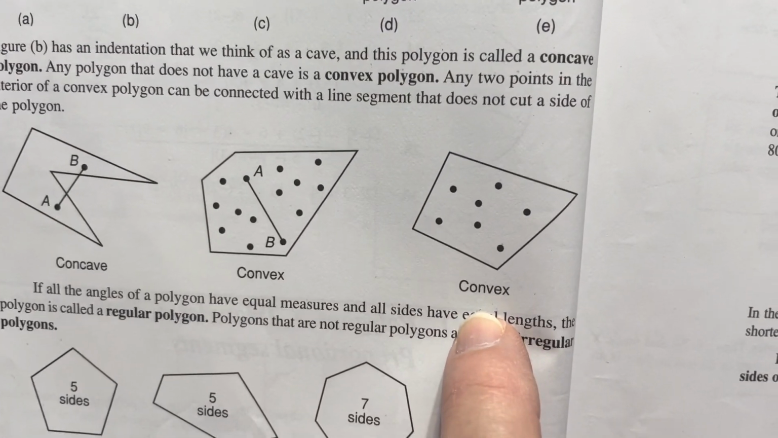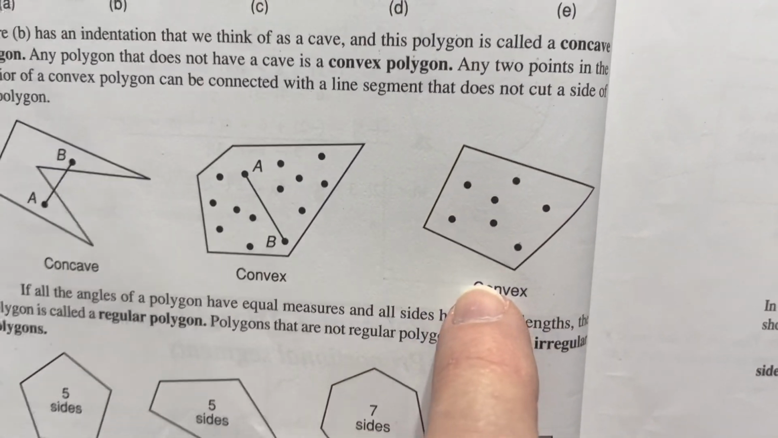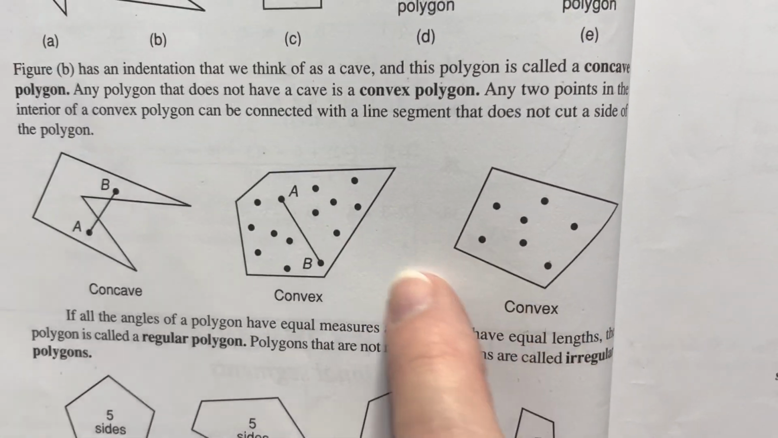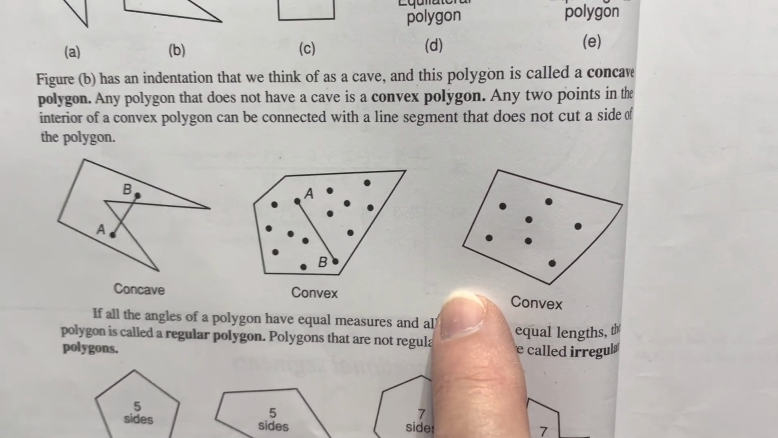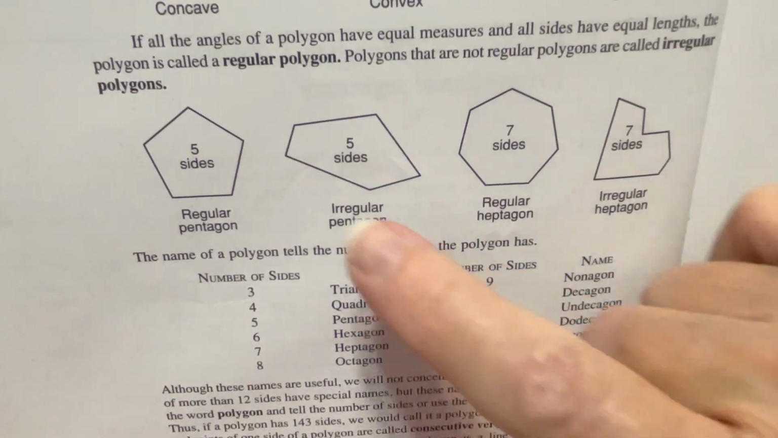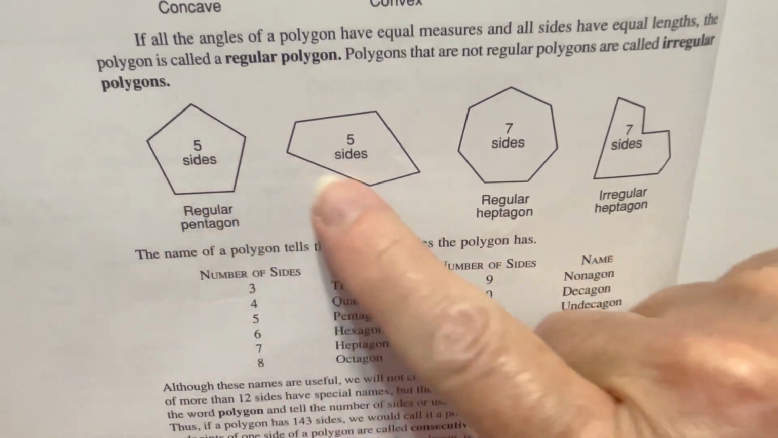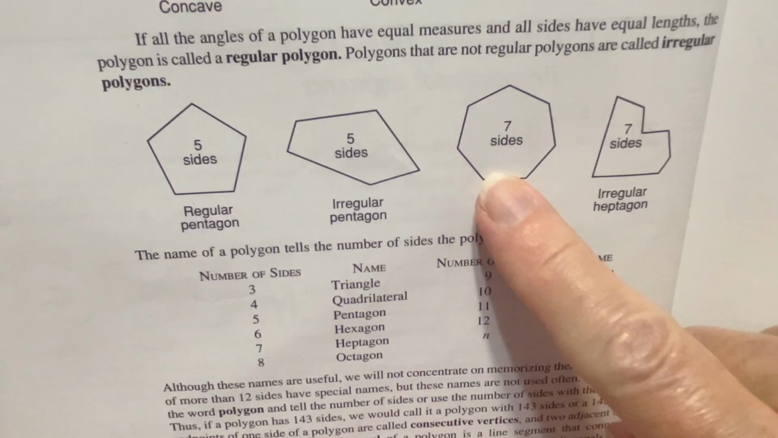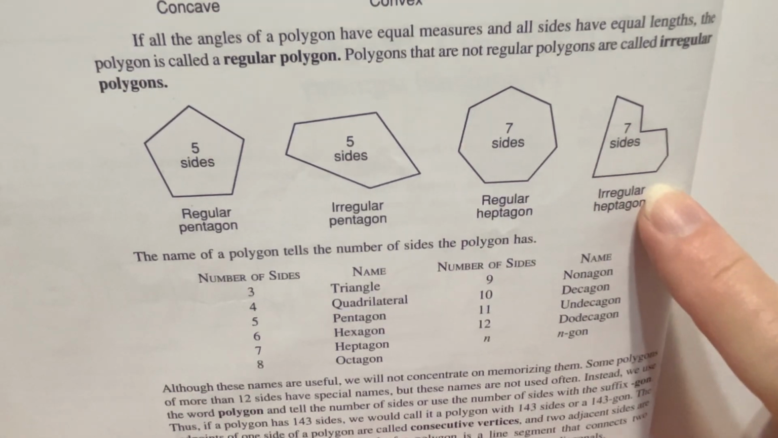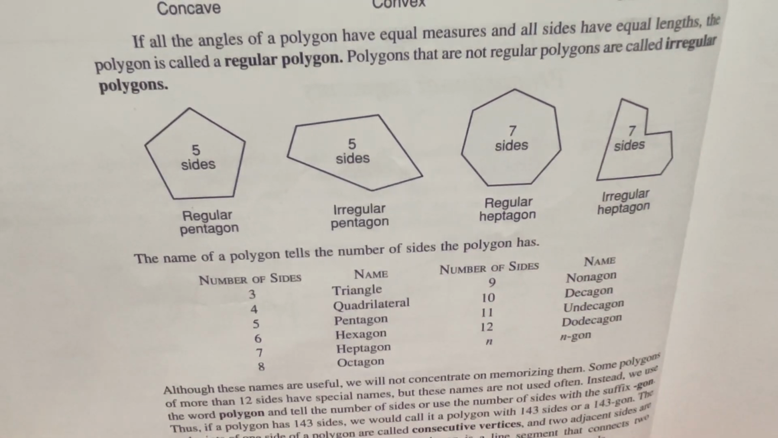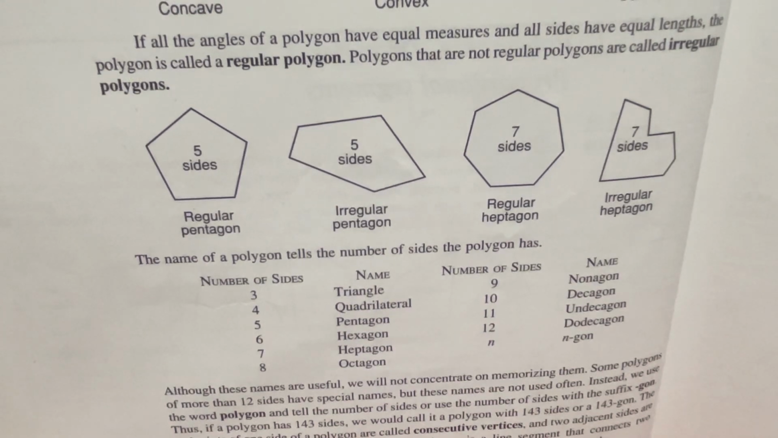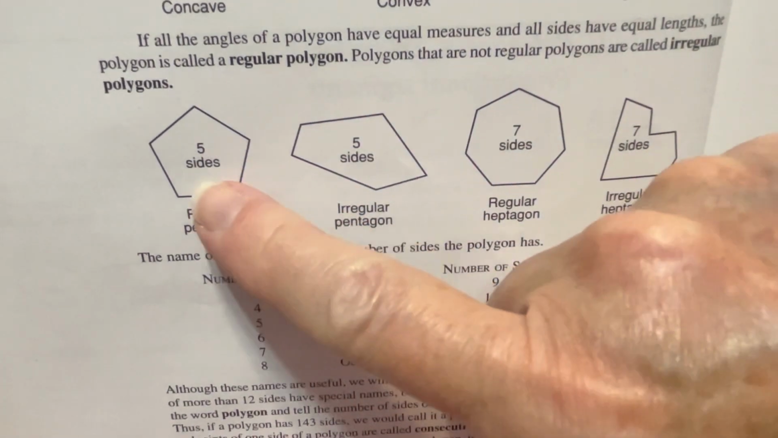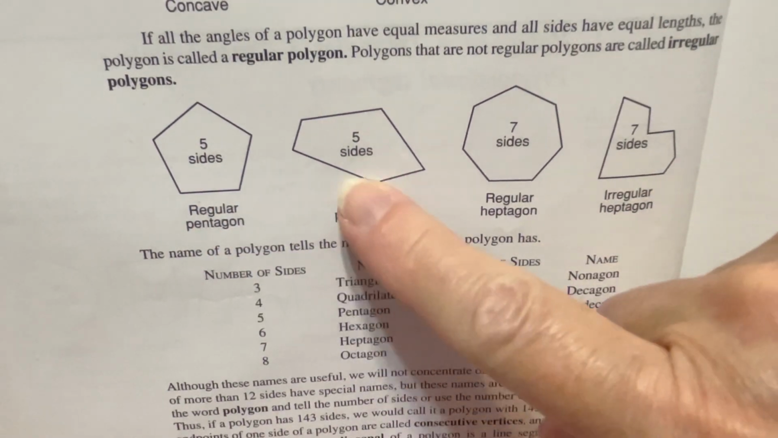This one is convex. No matter where I draw the points, there's no way for me to go outside the figure drawing a line between 2 points. Okay, so here we are with our 5 sides, 5 sides, 7 sides, 7 sides. But you can see, we're in the middle of page 22 in your books right now. You can see that this 5 side and this 5 side look nothing alike.